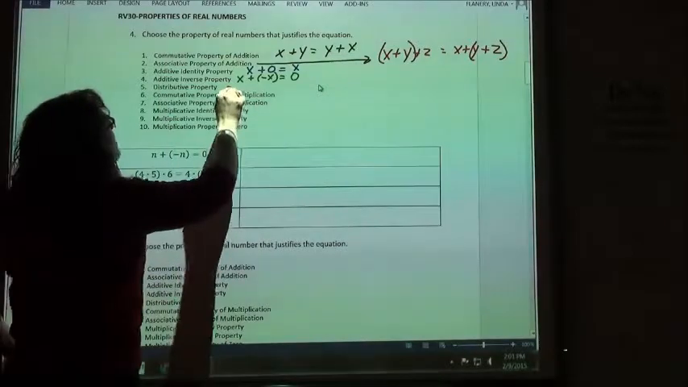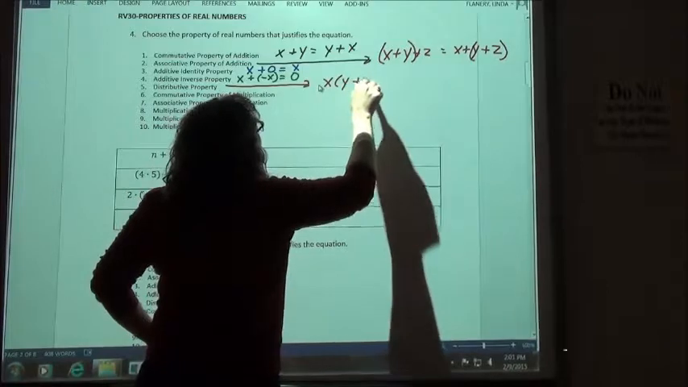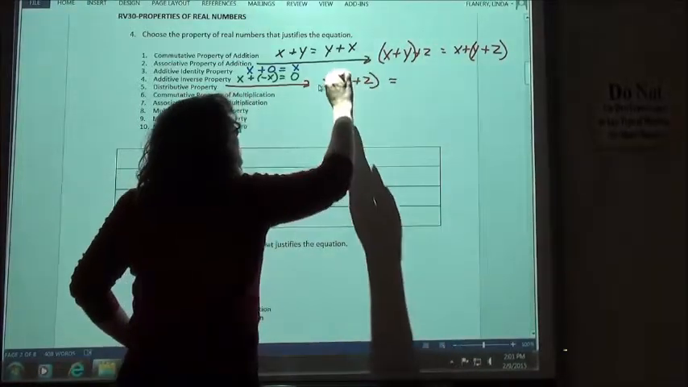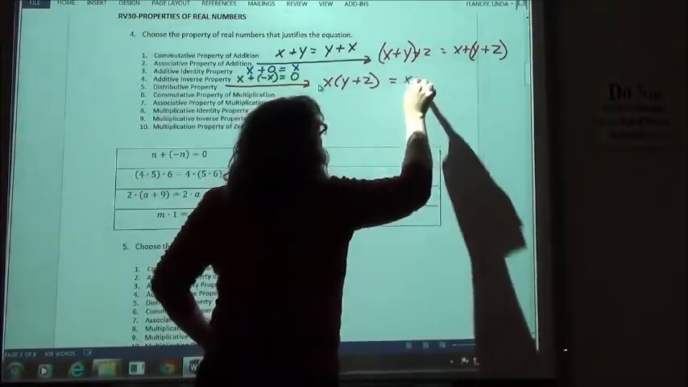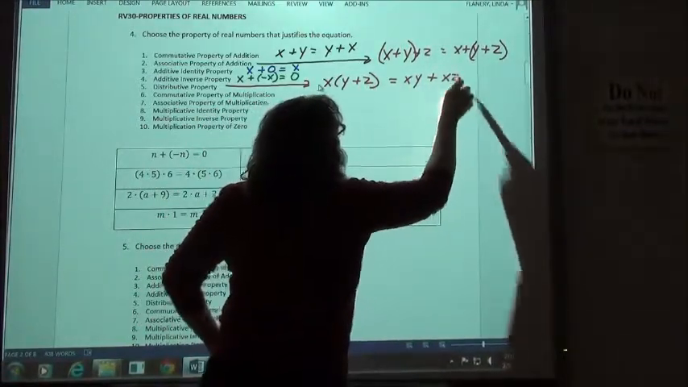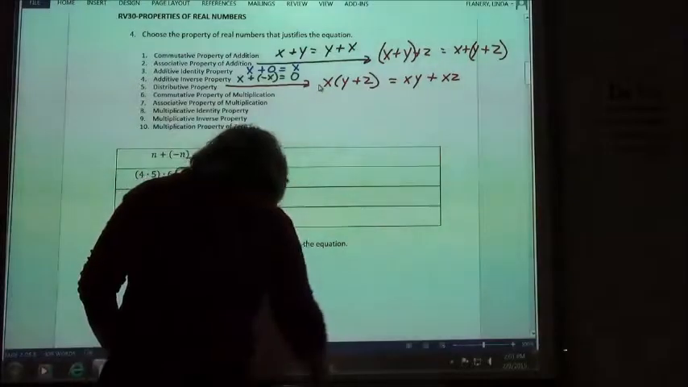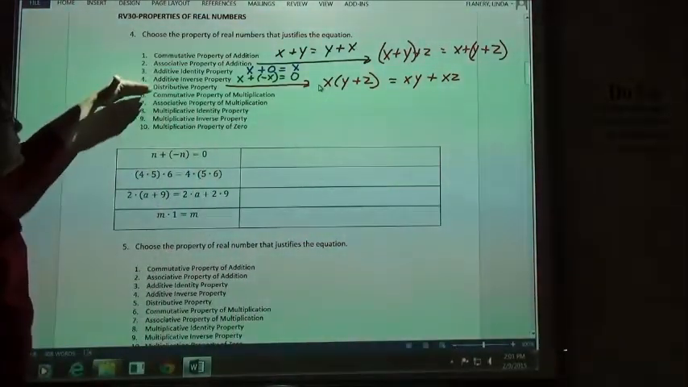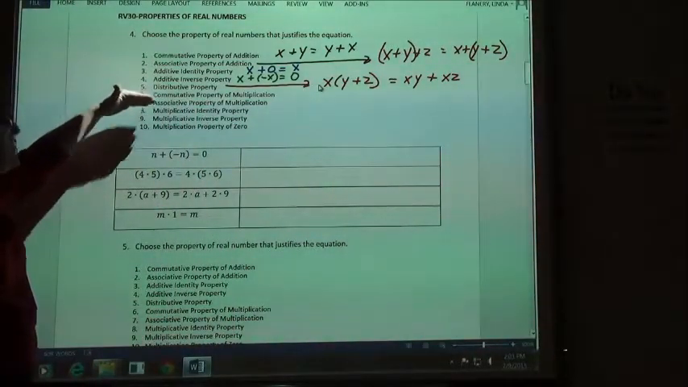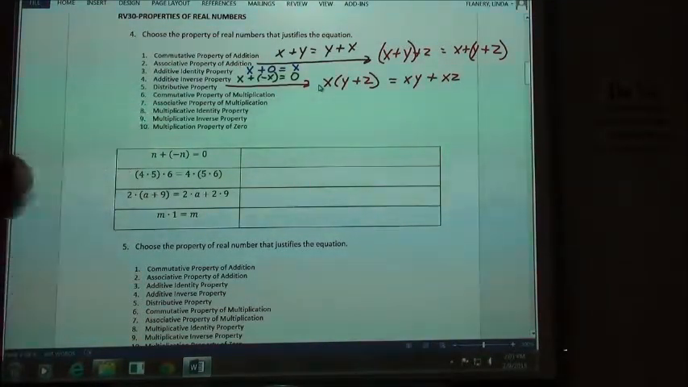So if I have something like, I'm going to move it over here, x times y plus z, we end up taking the x times the y, so xy, plus the x times the z, xz. And we've gotten rid of the parentheses by using our distributive property. Now notice when you get to the next ones, commutative property of multiplication, associative property of multiplication, multiplicative identity, multiplicative inverse, and then the multiplication property of 0.